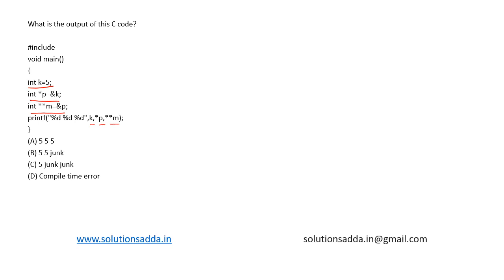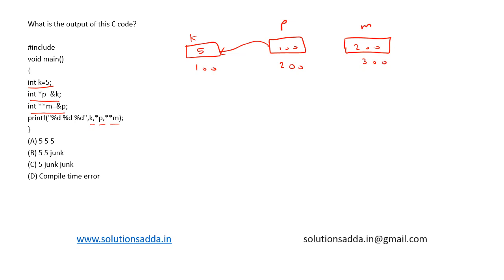So let's try to solve it. Here the value of k is 5 and it is stored at location 100. Now p is a pointer variable which is storing the address 100, so this is the address and it will point to here. The address of pointer variable p is 200. Now m is a double pointer variable storing the address of p, that is 200, and this is at address 300.